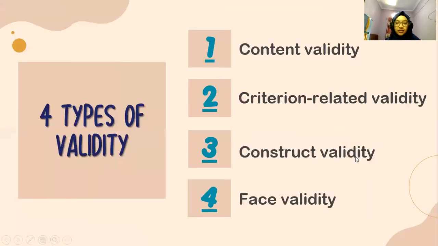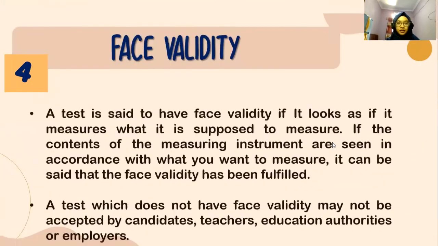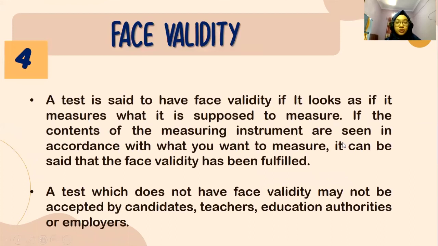And the last one is face validity. A test is said to have face validity if it looks as if it measures what it is supposed to measure. If the contents of the measuring instrument are seen in accordance with what you want to measure, it can be said that the face validity has been fulfilled. A test which doesn't have face validity may not be accepted by candidates, teachers, education authorities, or employers. It may simply not be used, and if it is used, the candidate's reaction to it may mean that they do not perform on it in a way that truly reflects their ability.